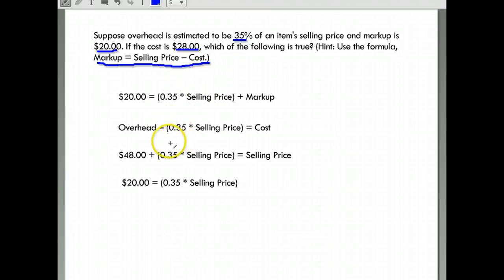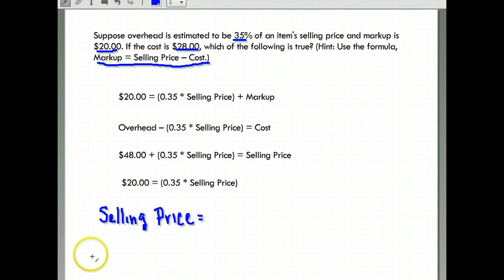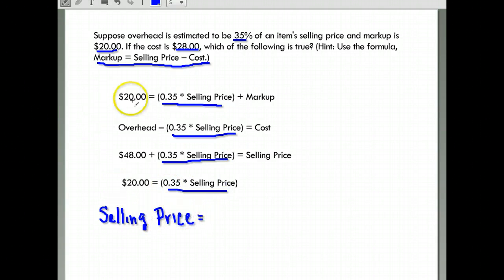Okay, so what do we know? How are things related? How is the overhead, the cost, the selling price, how are those all related? Well, if we look back, what did we know? We knew that to find the selling price of an item, how did we do that? Okay, well, let's look at some of these formulas. We have 0.35 times the sell price in each of these. We have to decide which of these is most appropriate.